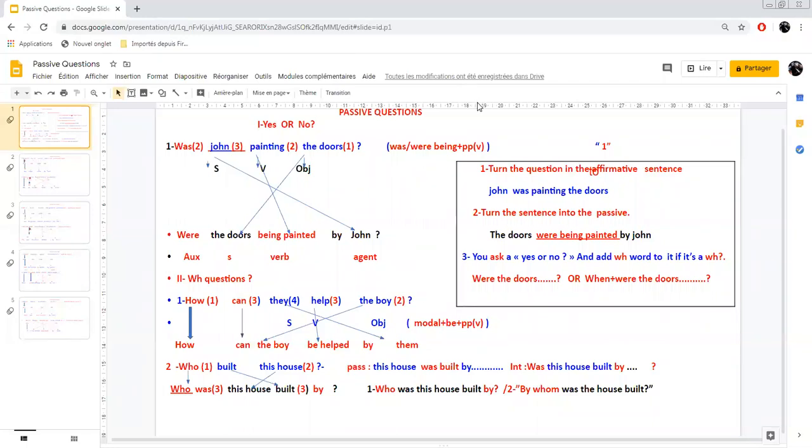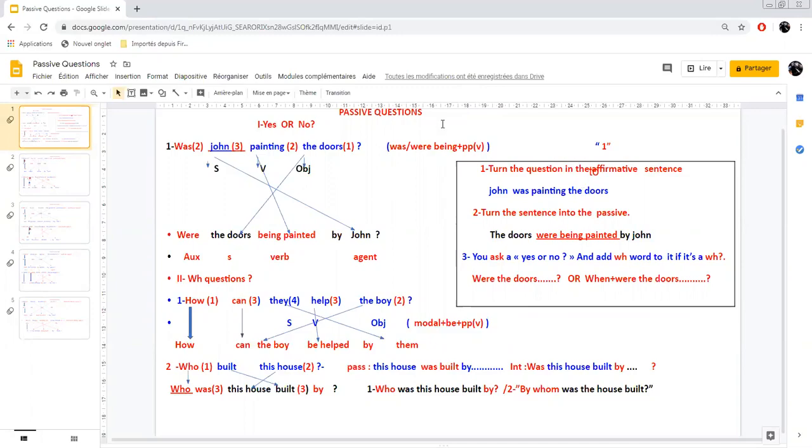Well, today we are going to deal with an important part in the passive lesson, which is how to transform active questions into passive ones. And we'll start with yes or no questions, of course. As you can see, you got "Was John painting the doors?" So there are two ways to do it.